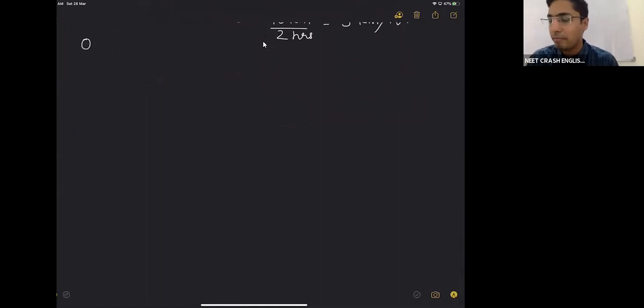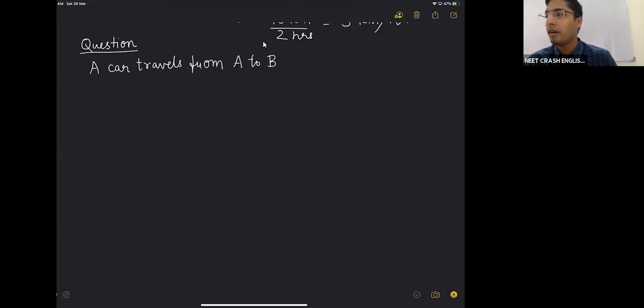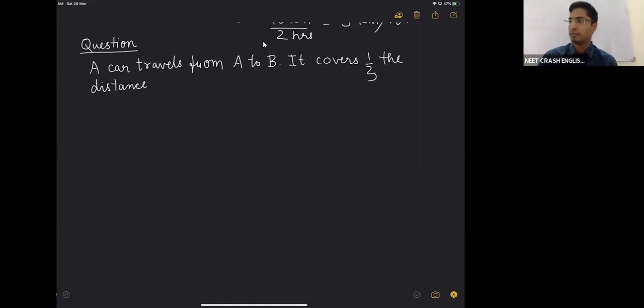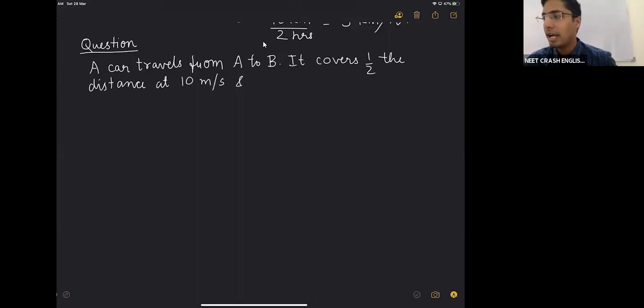Okay, so let's do a quick question. The question is, a car travels from A to B. It covers half the distance at 10 meters per second and the second half at 20 meters per second.